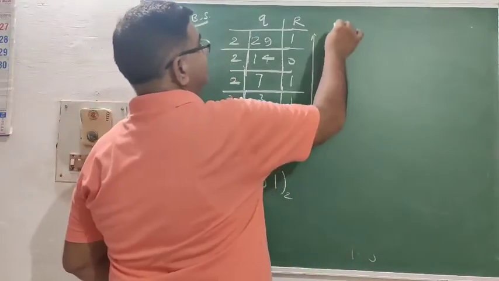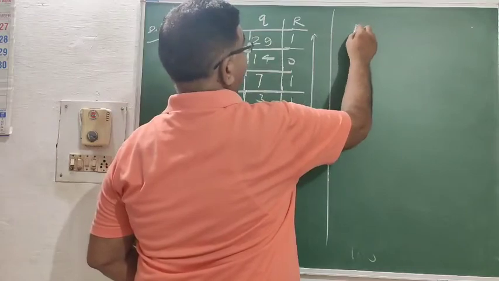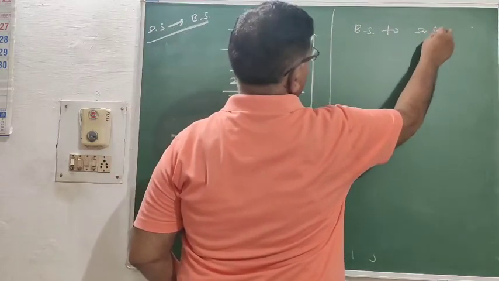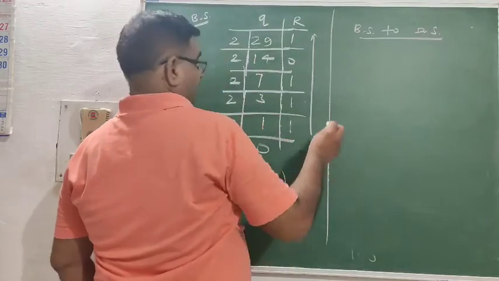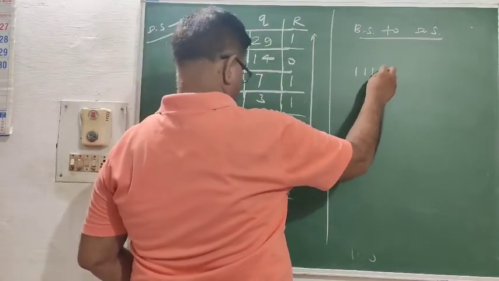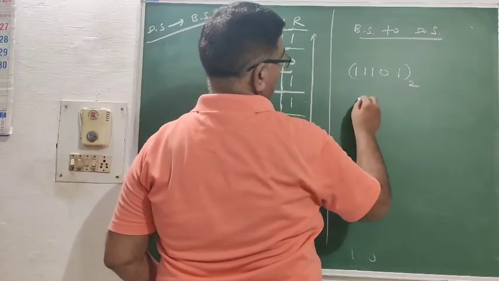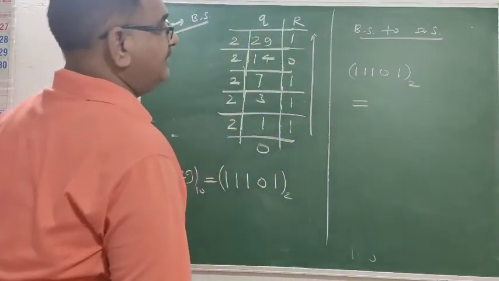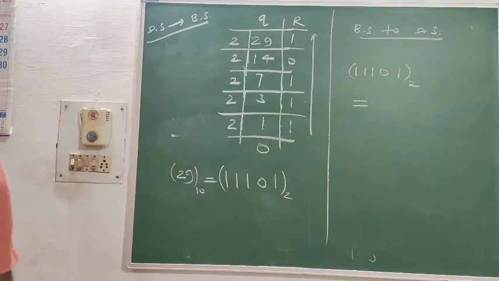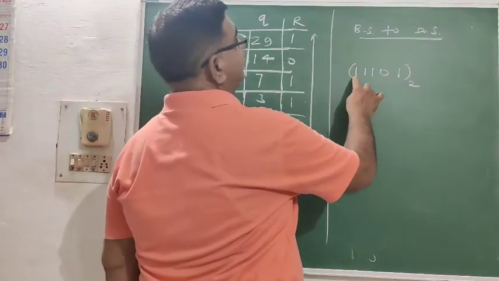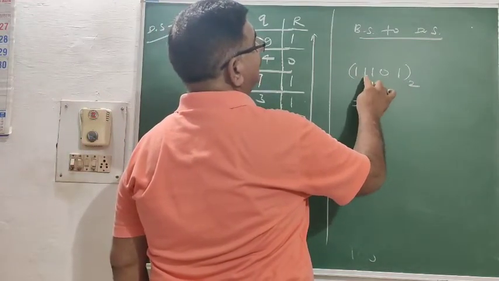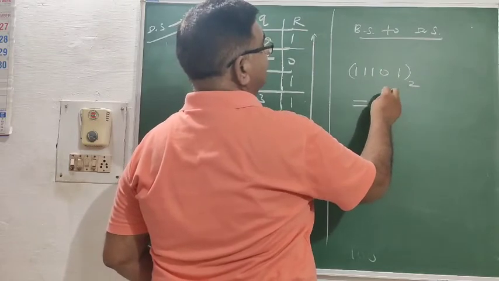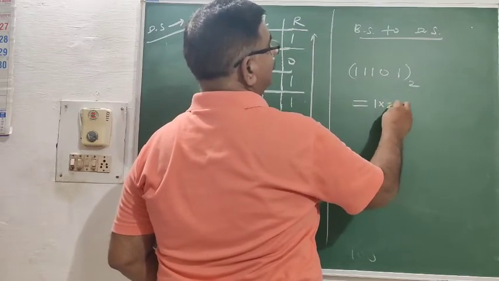Suppose you want to reverse this process, that is, binary system to decimal system. How will you do it? You have the number 1101 base 2. My dear children, in the form of a decimal number, you have to write from the right hand side. Right hand side से आप लिखिए 1. How many digits after 1? 2 to 4. That is 1 into 2 to the power 4.